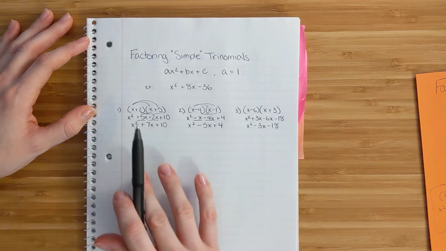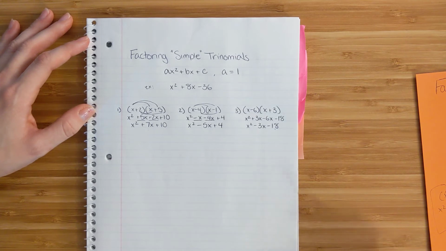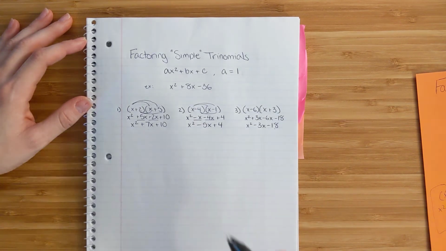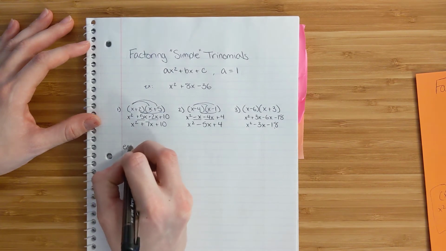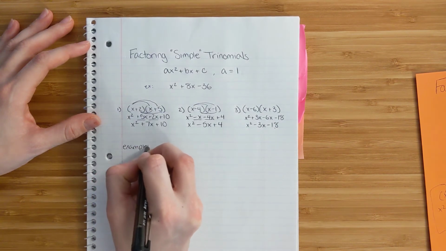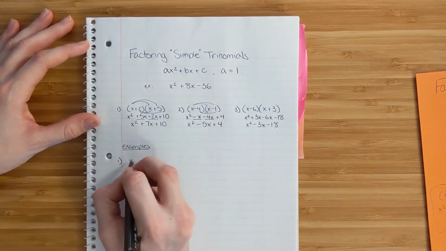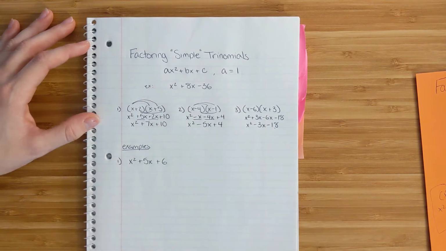Okay, so there's a lot going on here, but 3 key patterns that we're going to use to our advantage when we're working in the opposite direction. Okay, so let's look at an example of what we're actually going to be doing when we're asked to factor one of these trinomials. Number 1, x squared plus 5x plus 6.